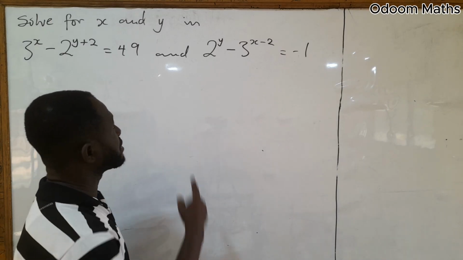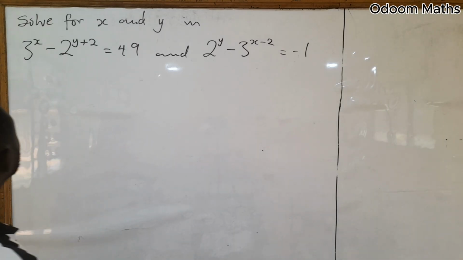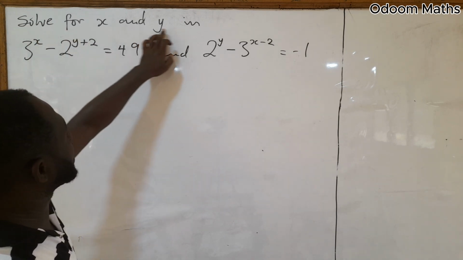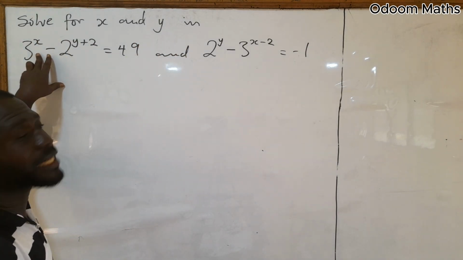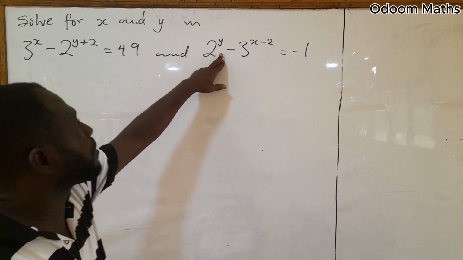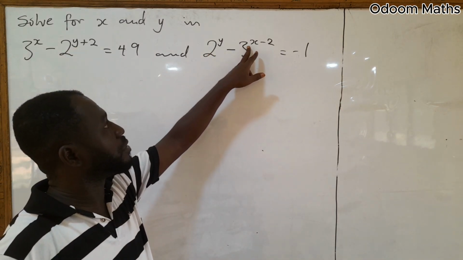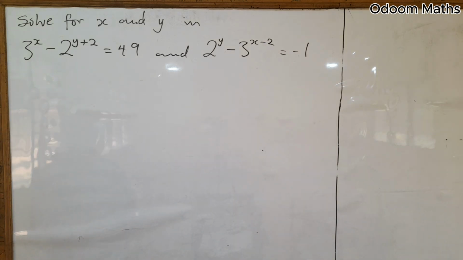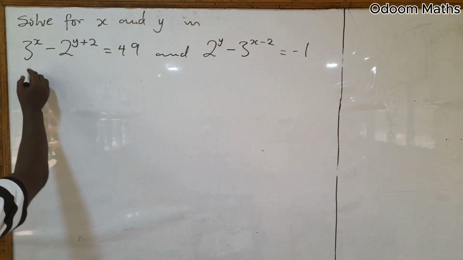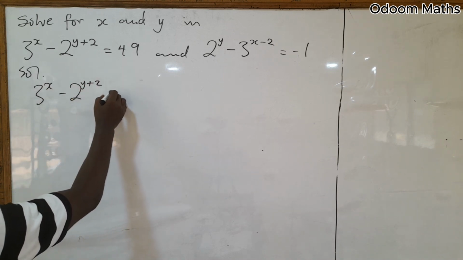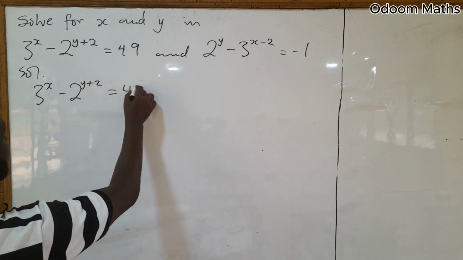So now let's look at the second example. We are told to solve for x and y in 3 to the power x minus 2 to the power y plus 2 equals 49, and 2 to the power y minus 3 to the power x minus 2 equals negative 1. Okay, so let me rewrite. That is 3 to the power x minus 2 to the power y plus 2 equals 49.